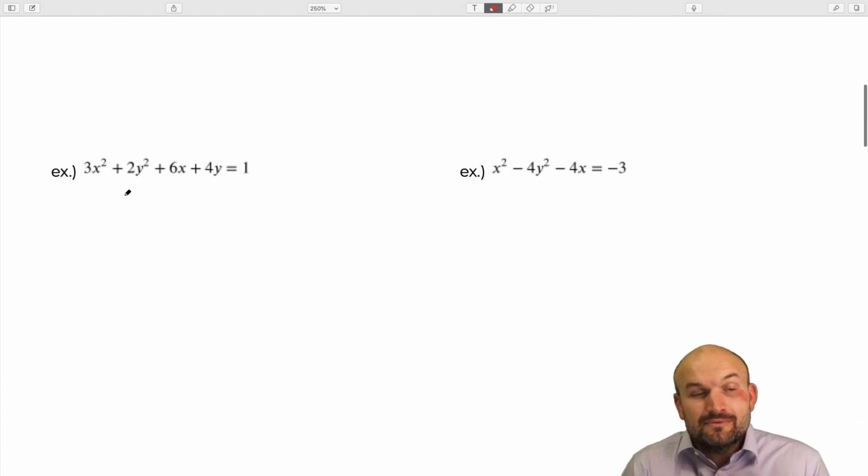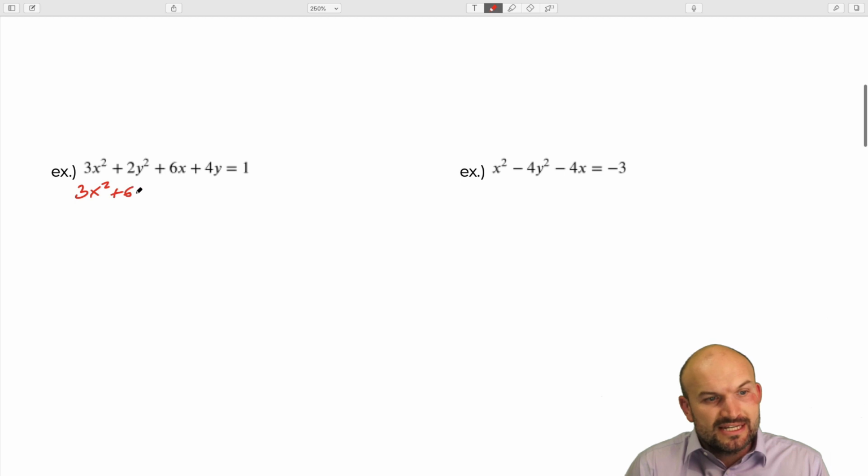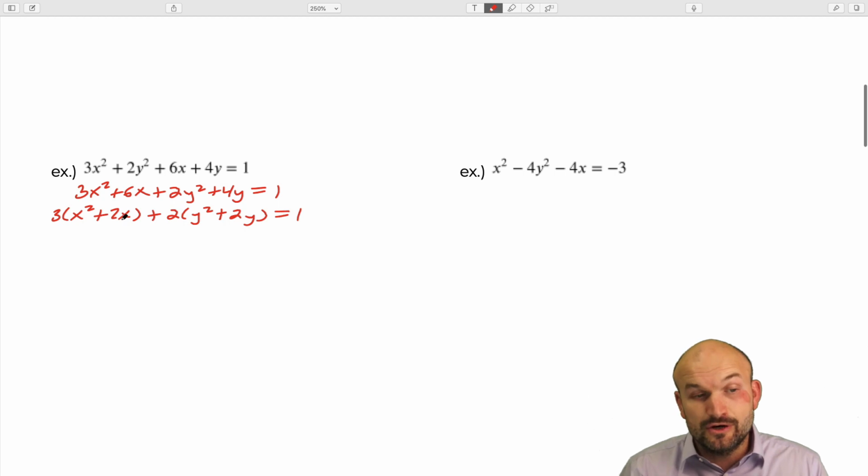All right, so again, we're going to do the same thing. We're going to group the x's and the y's. So 3x squared plus 6x plus 2y squared plus 4y is equal to 1. Now in this case, we have these coefficients, and we don't want the coefficients. So I'm going to have to factor out these coefficients. So that's going to be 3(x squared plus 2x) plus 2(y squared plus 2y) equals 1.